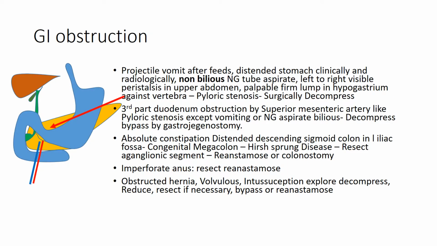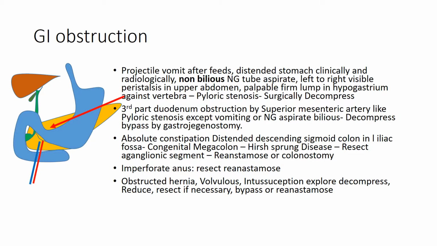If there is a projectile vomit after feeds, with distended stomach clinically and radiologically, non-bilious, non-gas, NG tube aspirate, left to right visible peristalsis in the upper abdomen, and a palpable firm lump in the epigastrium against the vertebra, the diagnosis is pyloric stenosis. Decompress.